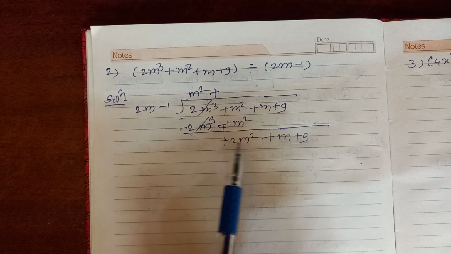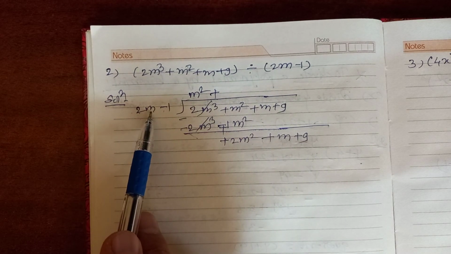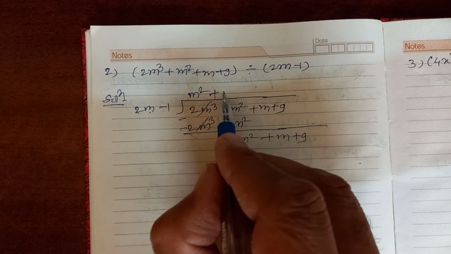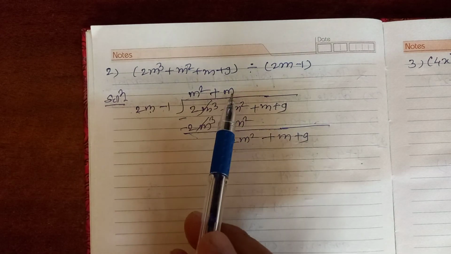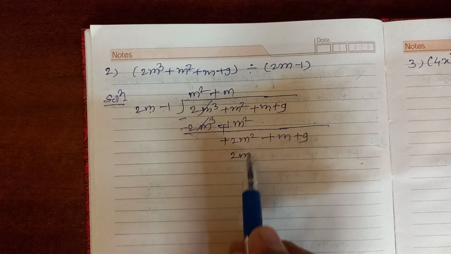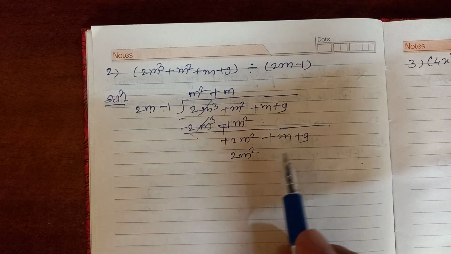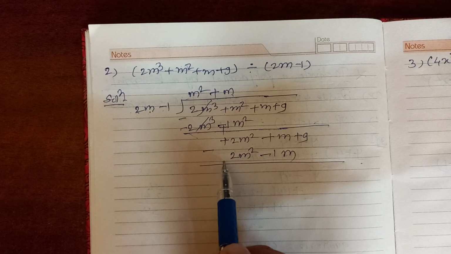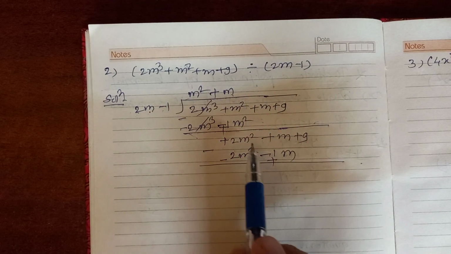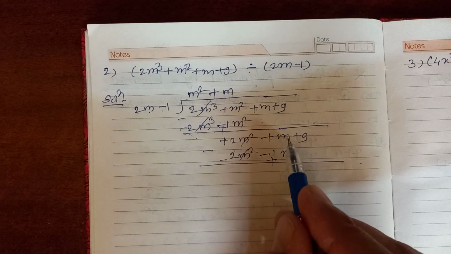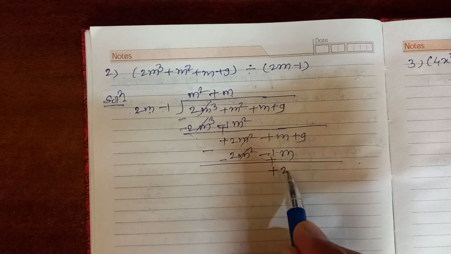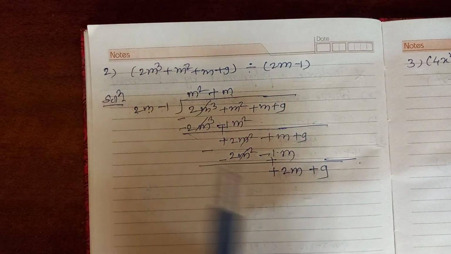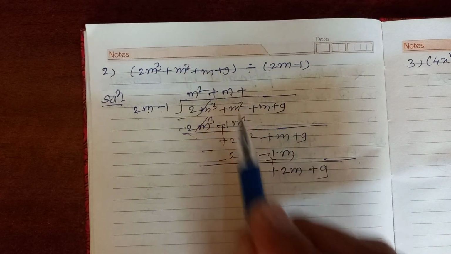See the first term, 2m square, here 2m, means 2 is there, no need to add this. Here m square. So here you have to multiply this m by m, then it becomes m square. So m into 2m square, m into minus 1, minus m. Okay, again subtraction, change the sign. This first term is cancelled. Plus 1m, it is plus 2m. And last 9. Here m we can divide. Here what sign? Plus.